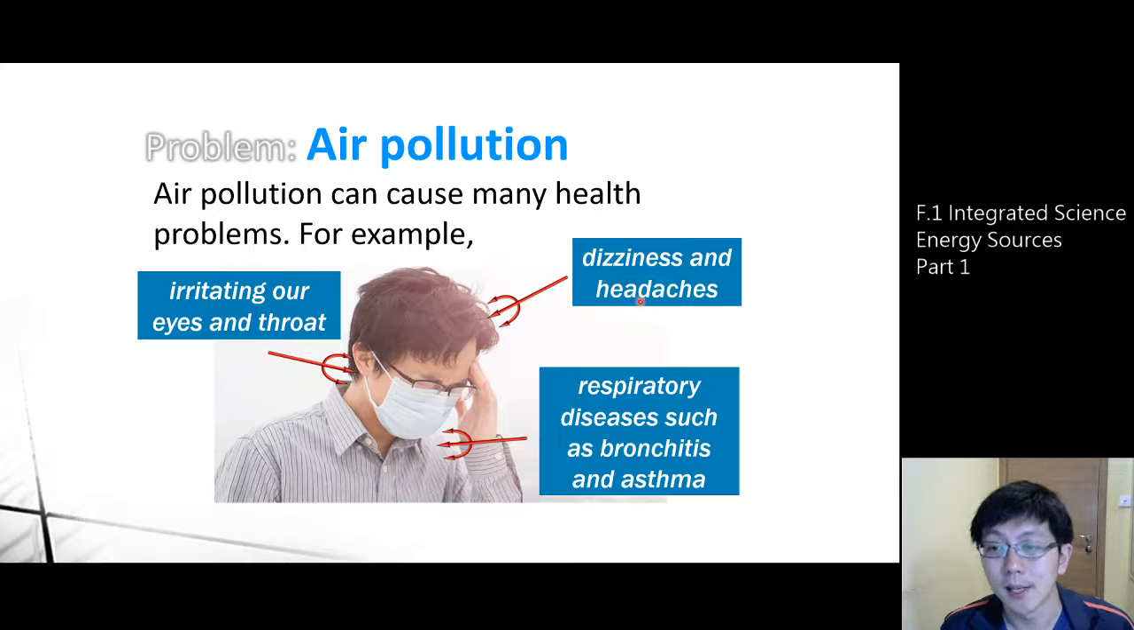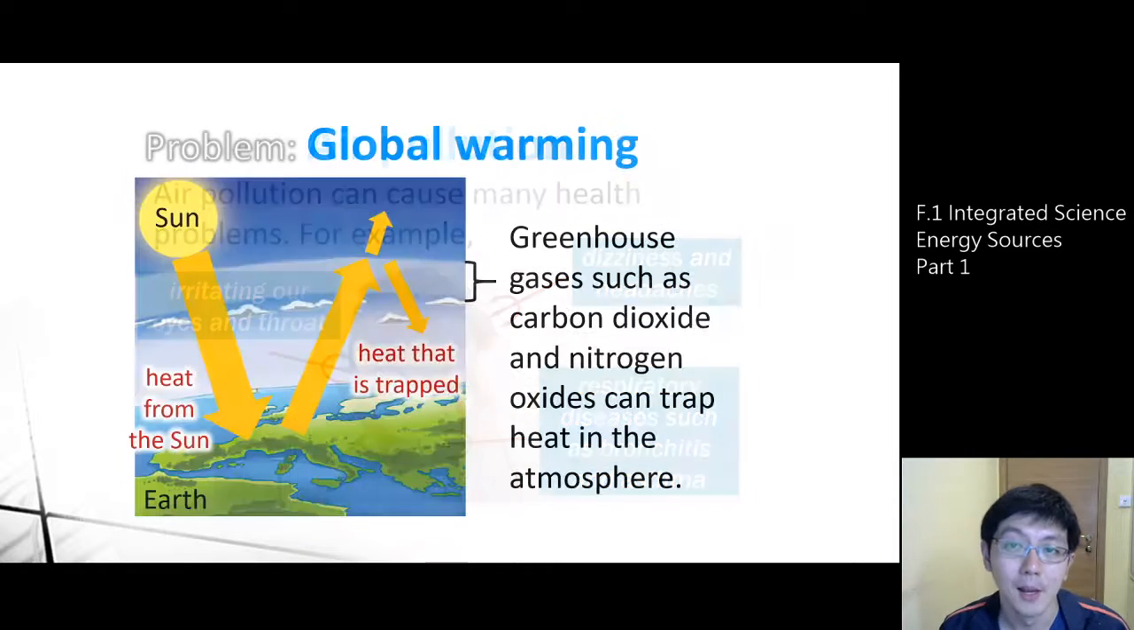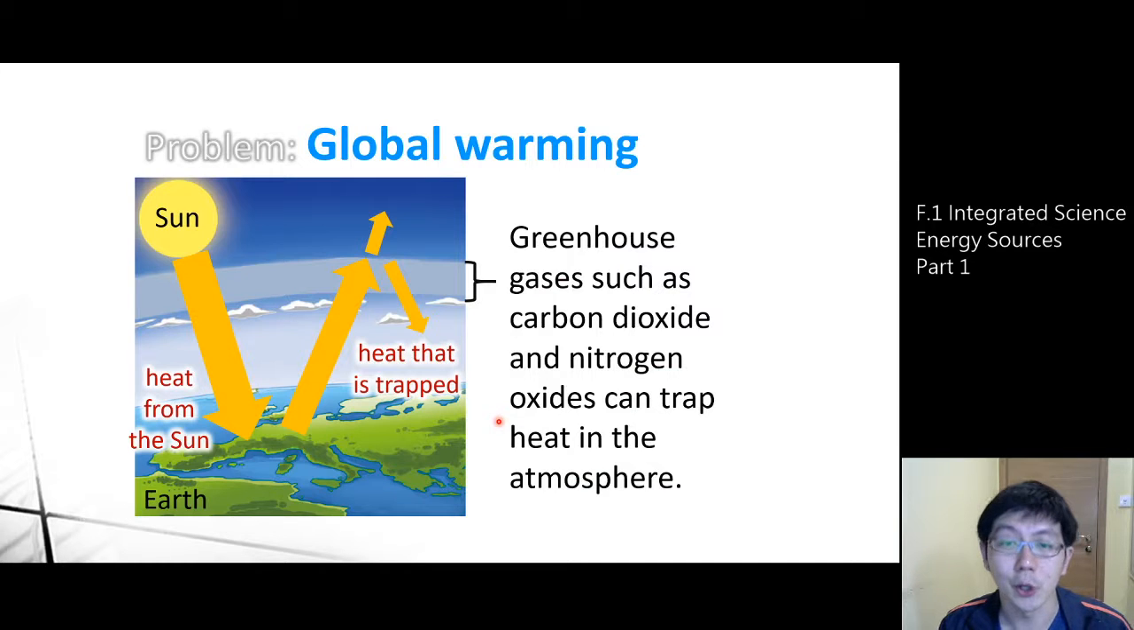Secondly, dizziness and headaches, you may feel dizzy or have some headaches. Another one, this one we have some difficult words here: respiratory disease, diseases related to the respiratory system, such as bronchitis and asthma. So air pollution may cause different harmful effects for human beings. And also another problem is global warming.